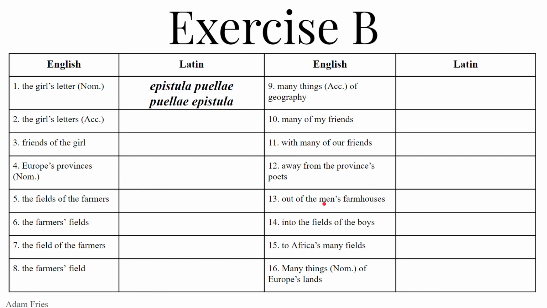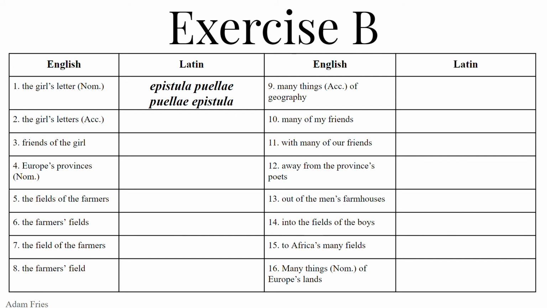14. Into the fields of the boys. We're going into the fields. In plus the accusative, motion towards, fields. In agros. But we also have the genitive of possession, plural of puer, pueri, masculine. So puerorum. We could write in agros puerorum, but we could also write in puerorum agros, and put the genitive nestled snugly between the preposition and the noun.